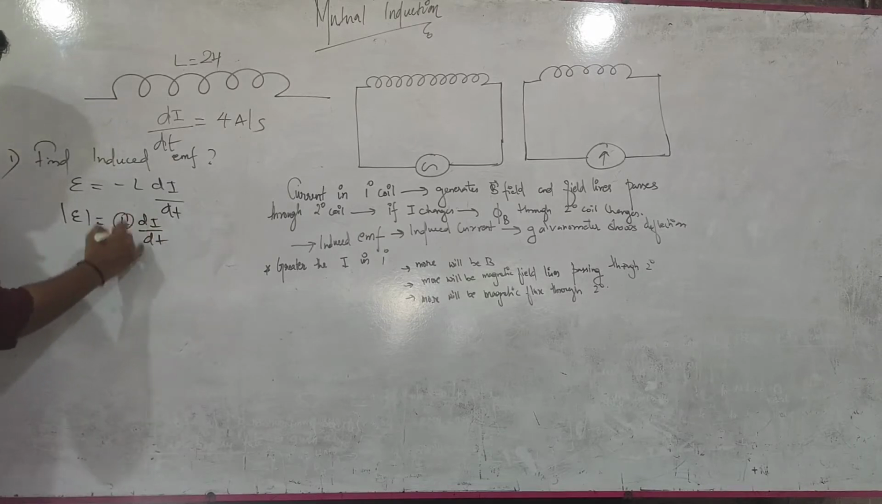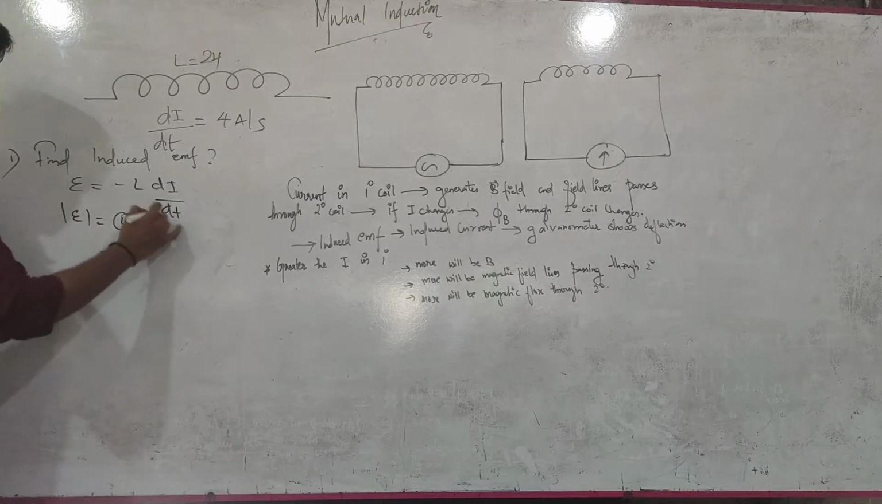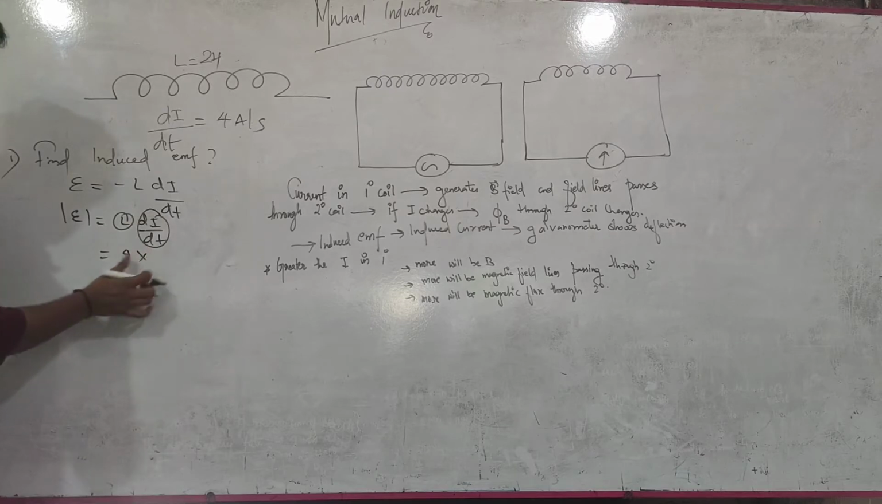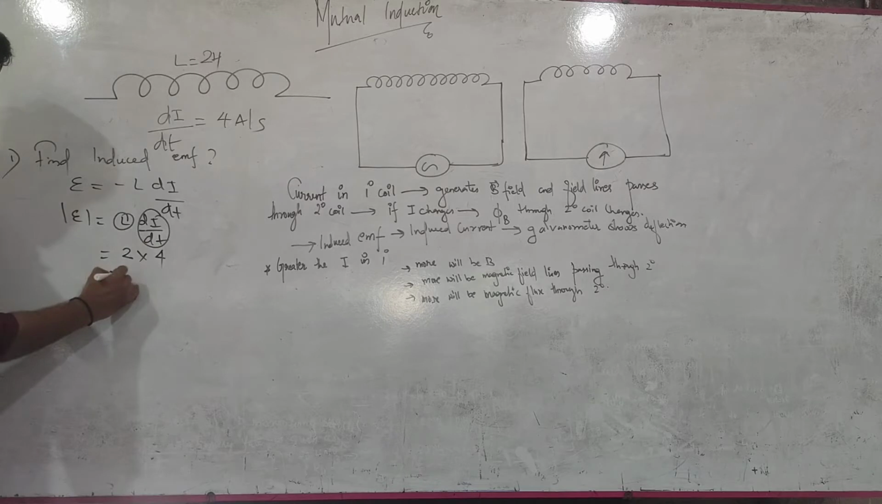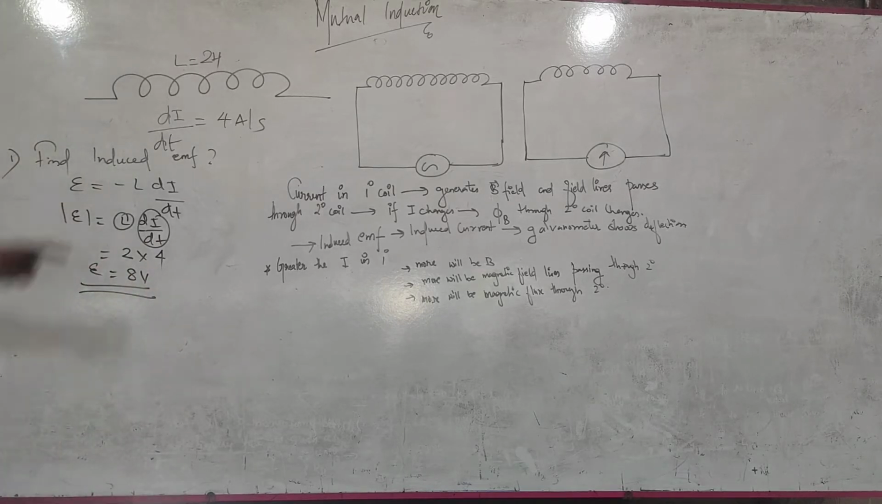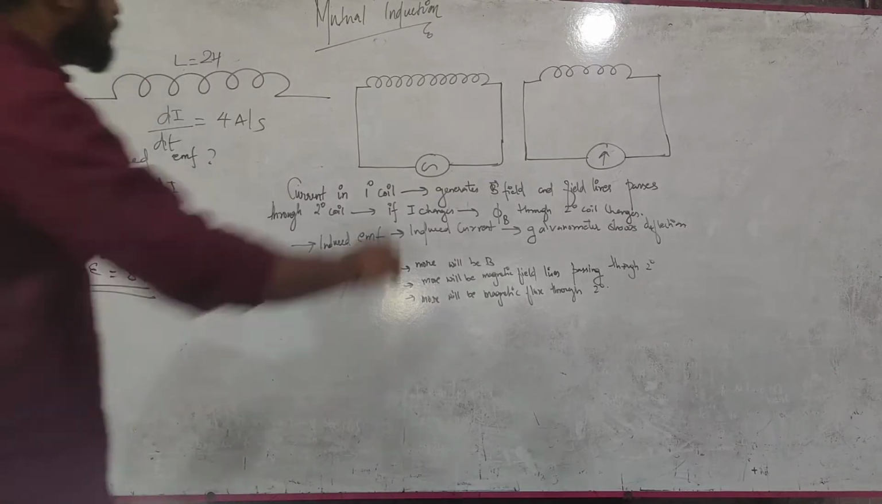The value of L is 2 and the value of di by dt is 4. So in turn you get 8 volt as induced EMF. So the induced EMF in this coil is 8 volt. Clear? Now let's go to mutual induction.